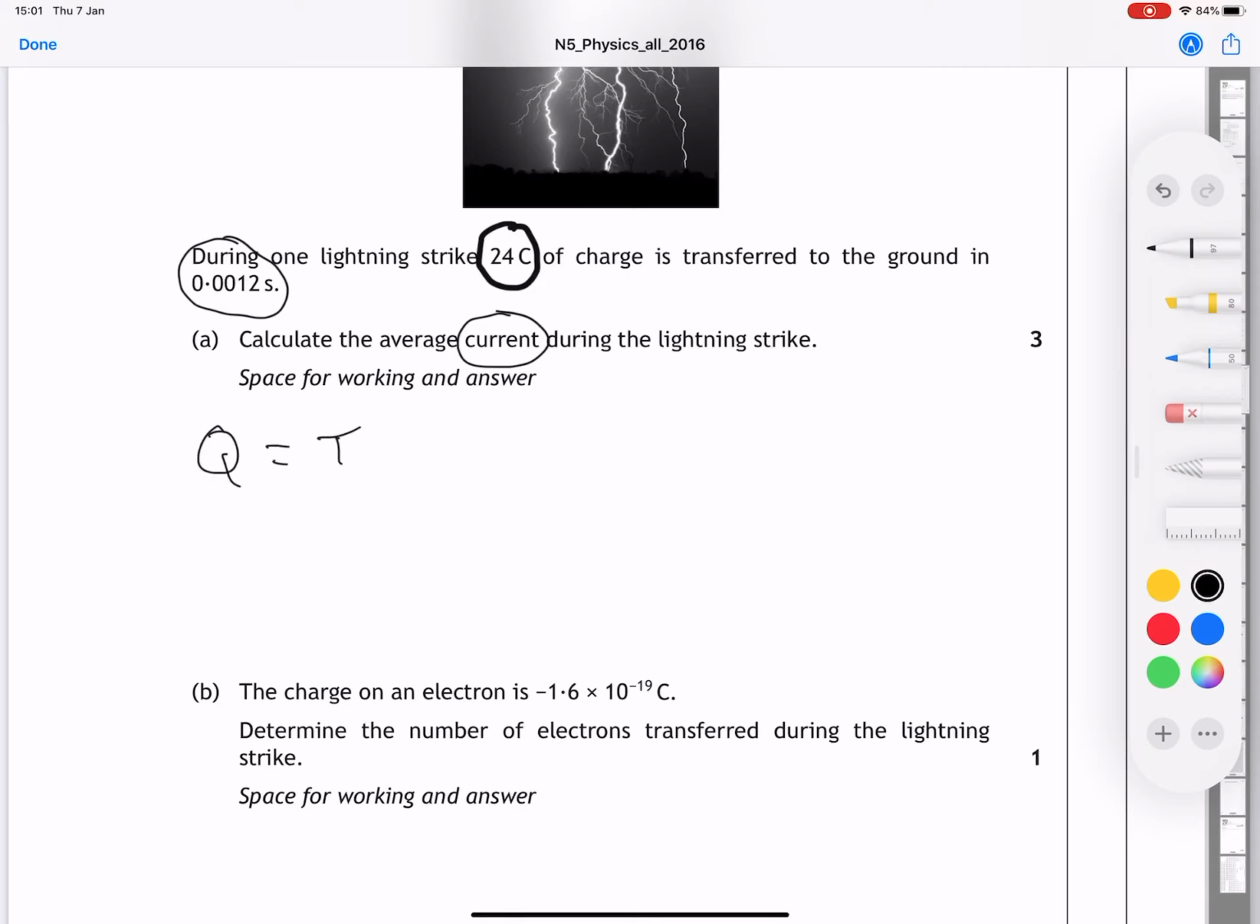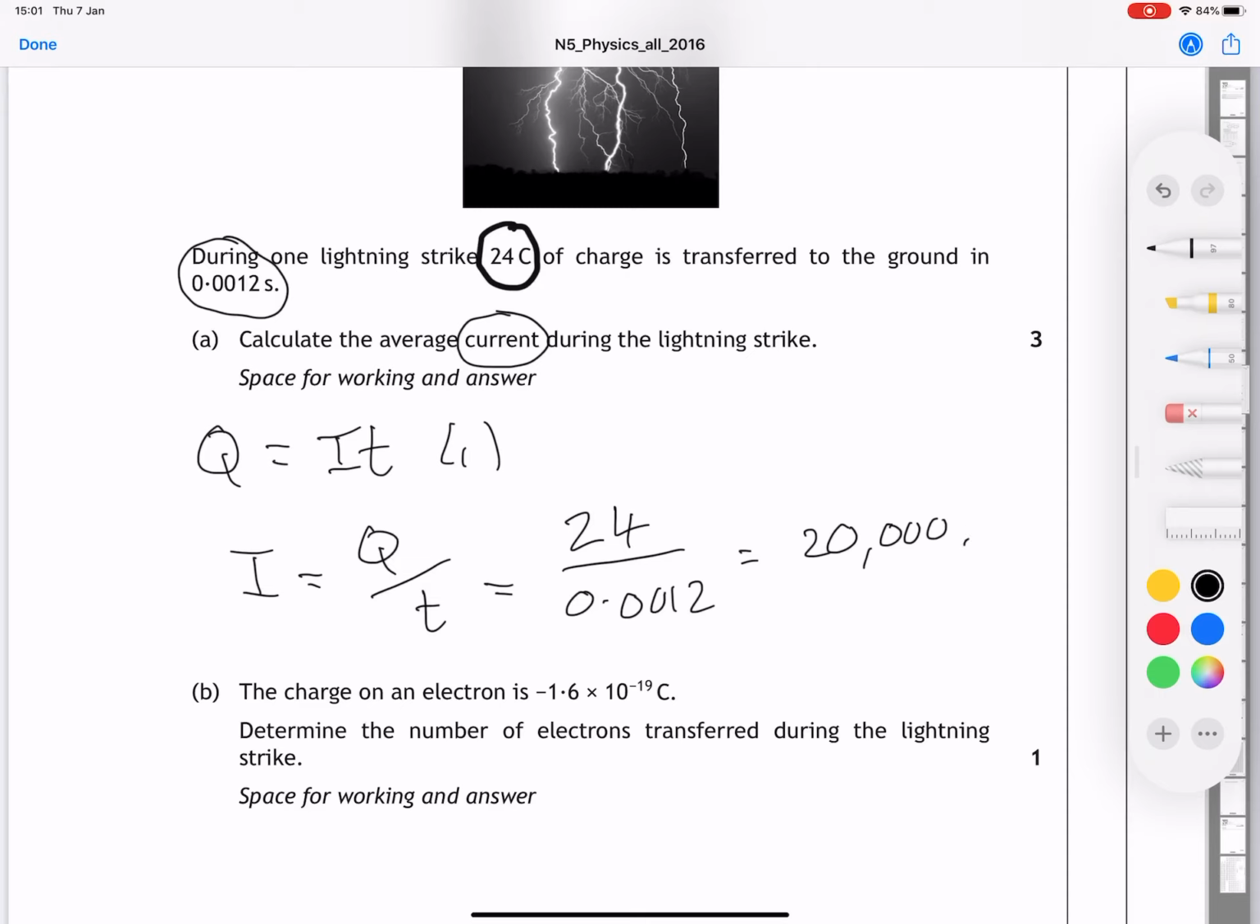Q equals IT, which you get 1 mark for, and then rearranging it, I equals Q divided by T, which is 24 divided by 0.0012. You should have got 20,000 amps or 20 kilo amps if you put that. You get 1 mark for plugging in the numbers, and then you get 1 mark for your answer and the correct unit, and it's 3 marks in total.